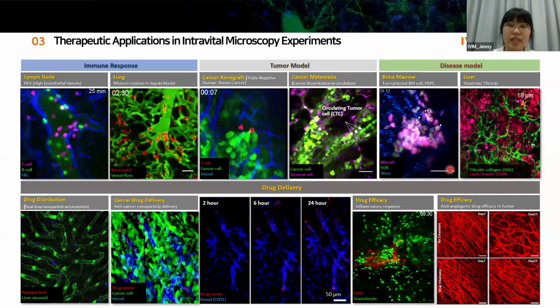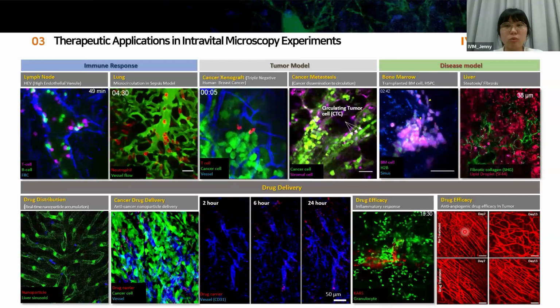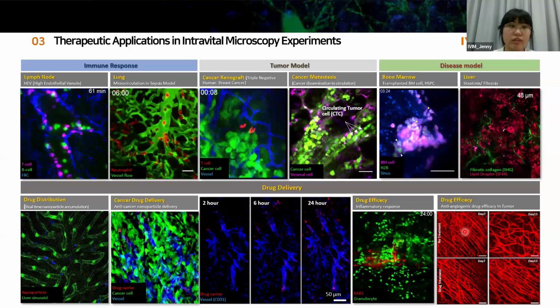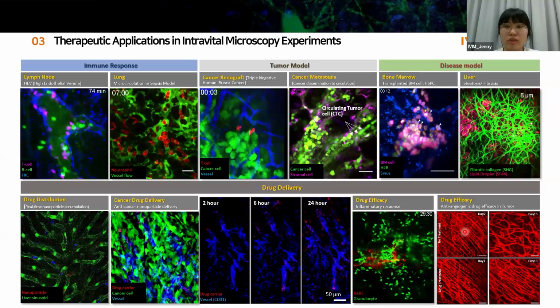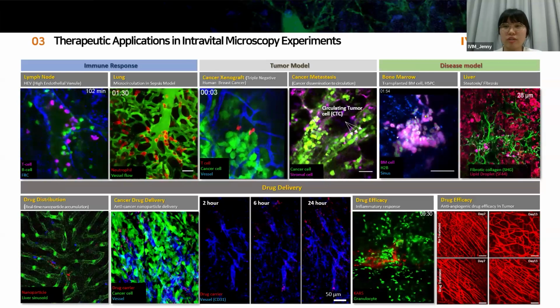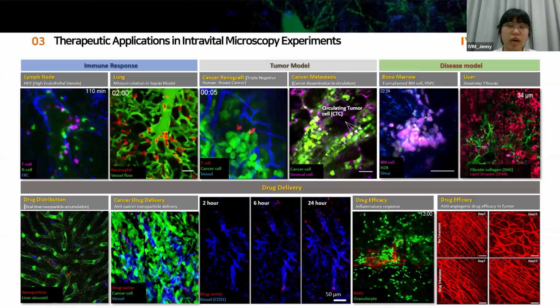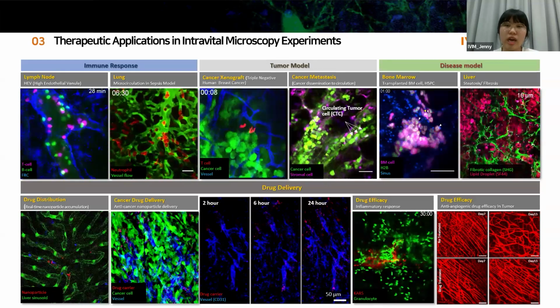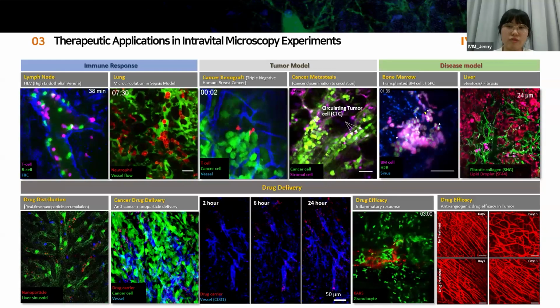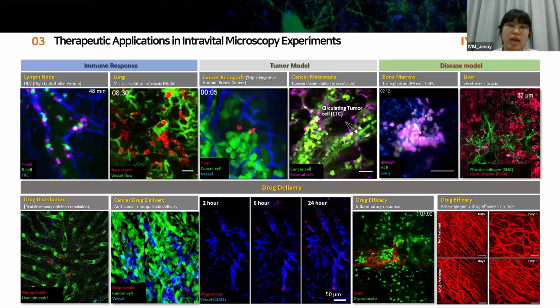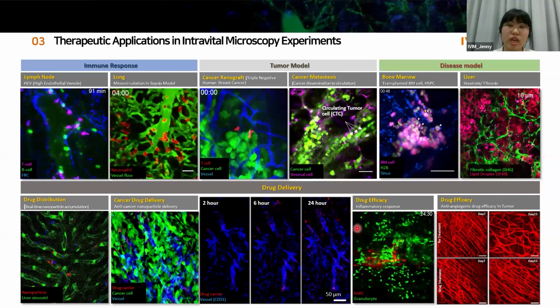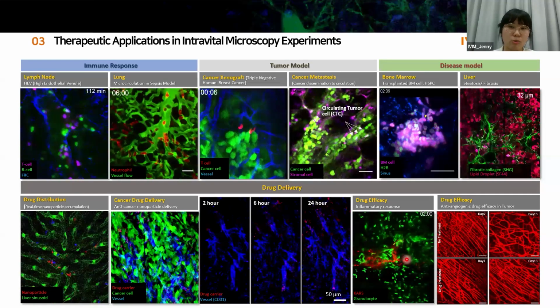So by using IVM Technology's Intravital Microscope, we can visualize various organs in real time in living animals. This enables direct observation of a wide range of biological processes, such as immune responses occurring in vivo, tumor progression and metastasis, drug delivery and mechanism of action, and more.